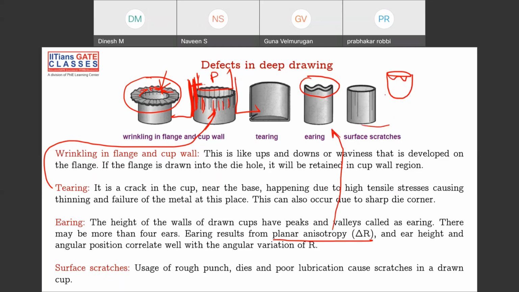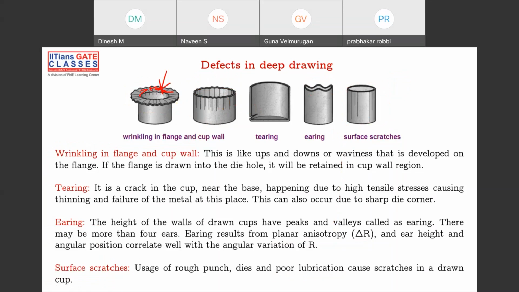And surface scratches are obvious because of the friction. There is no product which you will get without surface scratches. But if you are providing proper lubricants and all, the scratches might get reduced, because you see that because of poor lubrication only, this kind of surface scratches occur. Okay, so these are the defects of deep drawing.